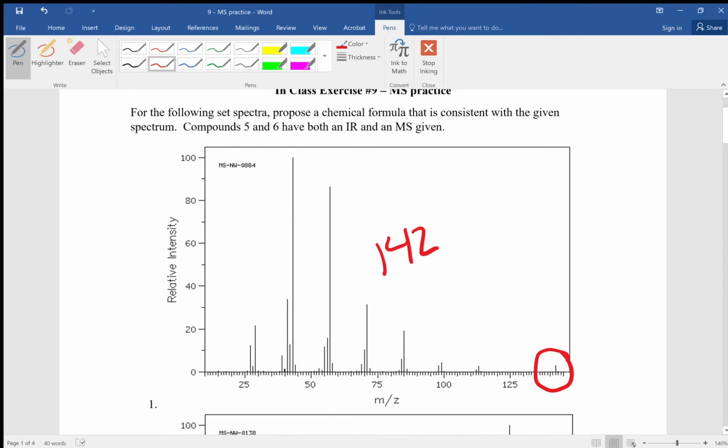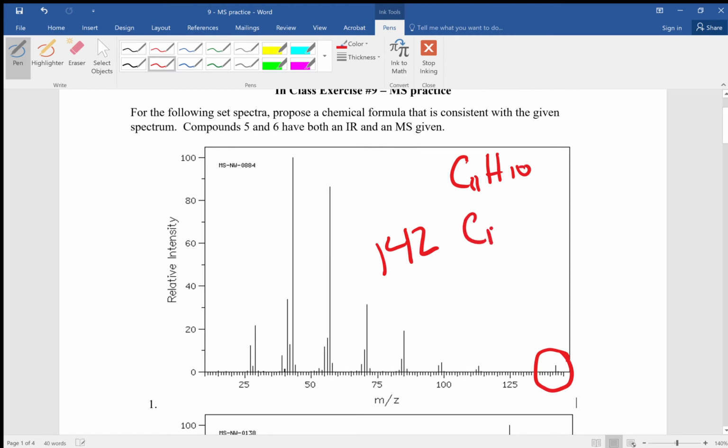So what might we have here? Well, we know it has to be less than 12 carbons, because if we have 12 carbons, that would be a mass of 144. And that's more than what we have for this compound. So we could go down to 11 carbons. That would be 132 plus 10 hydrogens. That would work fine.